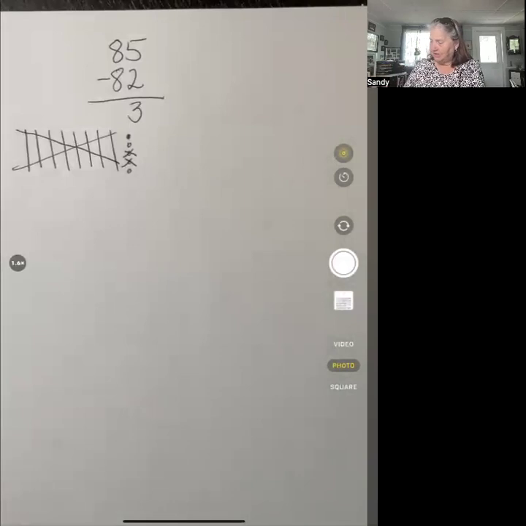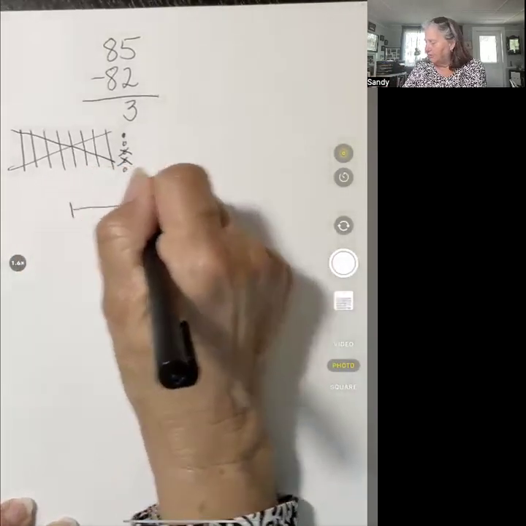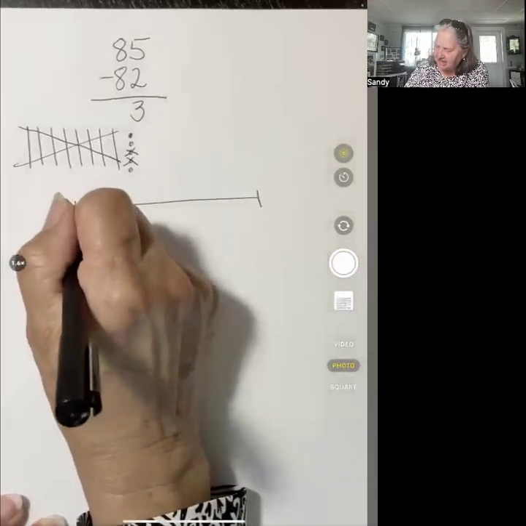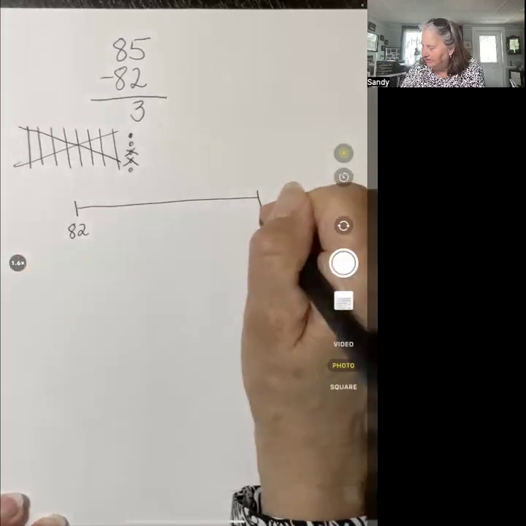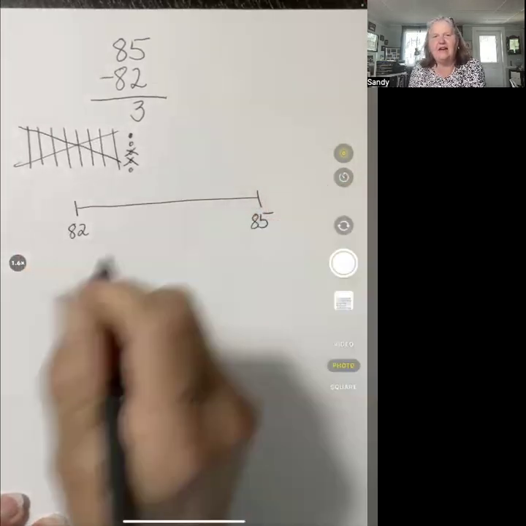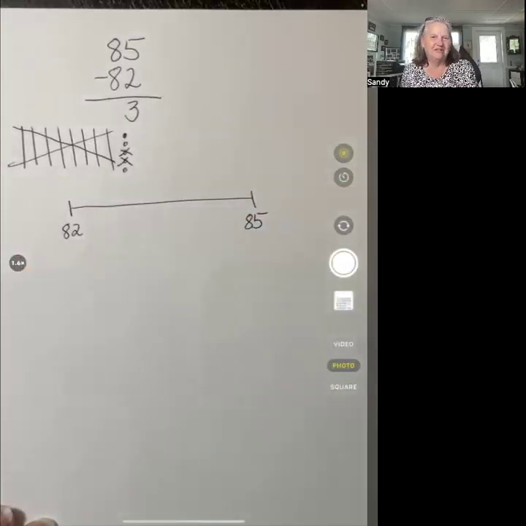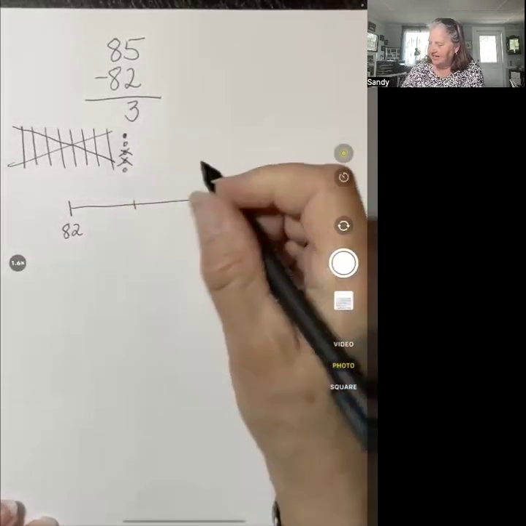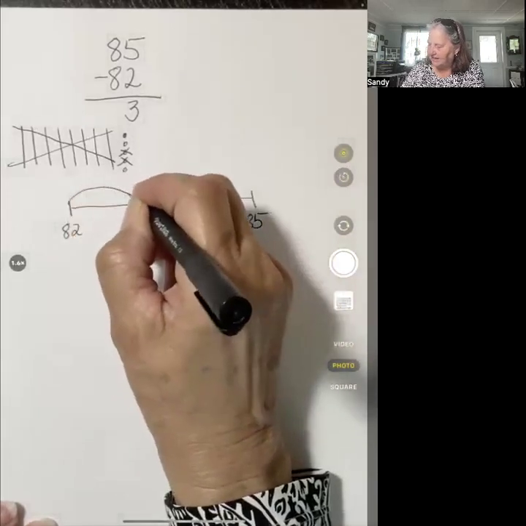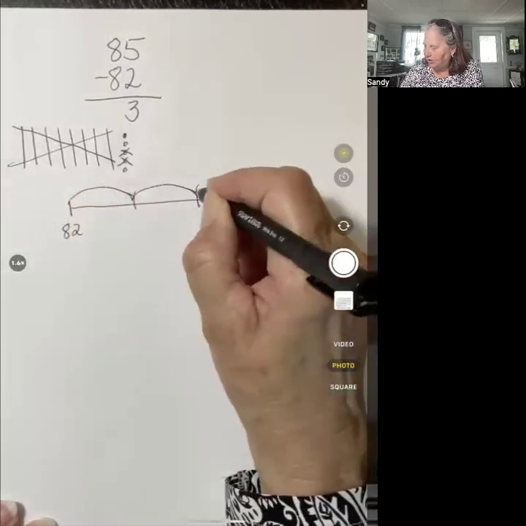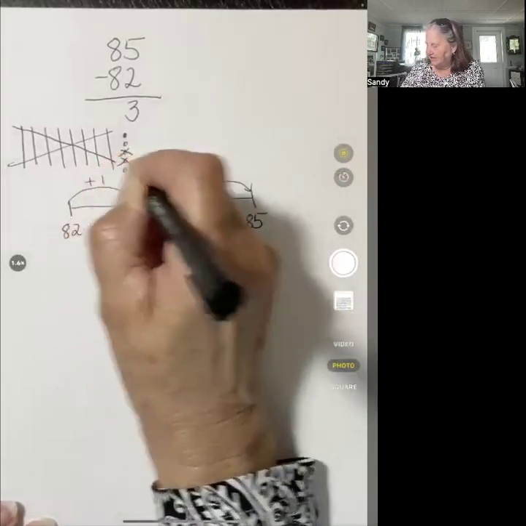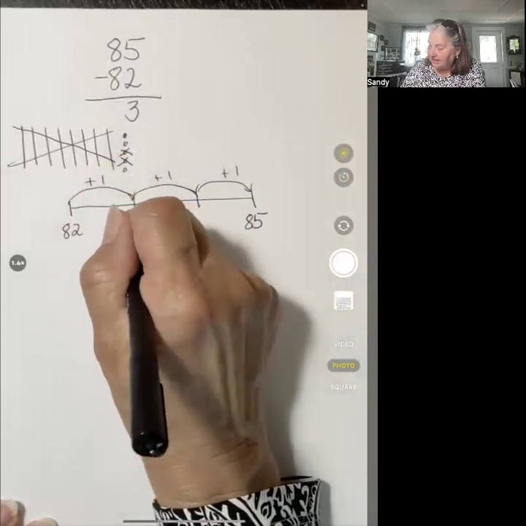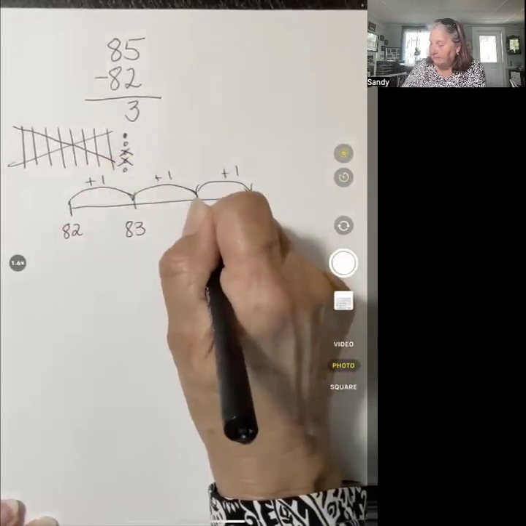Now, another option is to think in terms of an open number line. And there are videos with open number lines. The idea is if one end is 82 and the other end is 85, how far apart are these numbers? Essentially, I can just do jumps to get to the other end, right? One gets me to 83, to 84, to 85. I can just do jumps of one, and I learn that these numbers are 3 units apart.